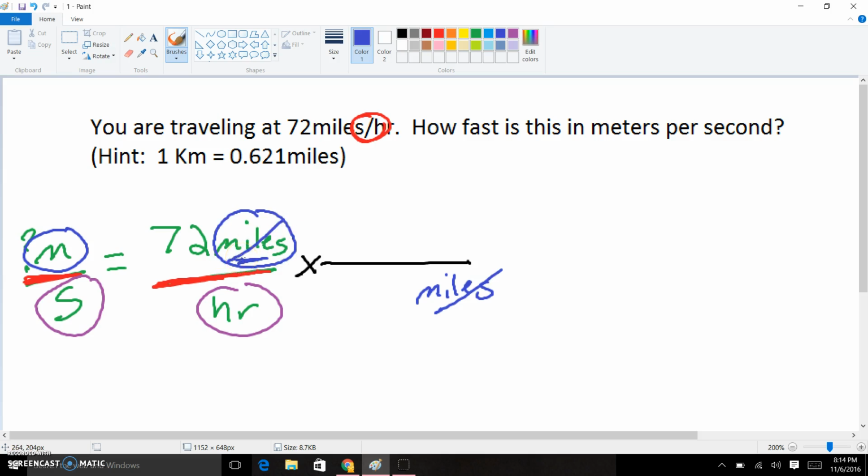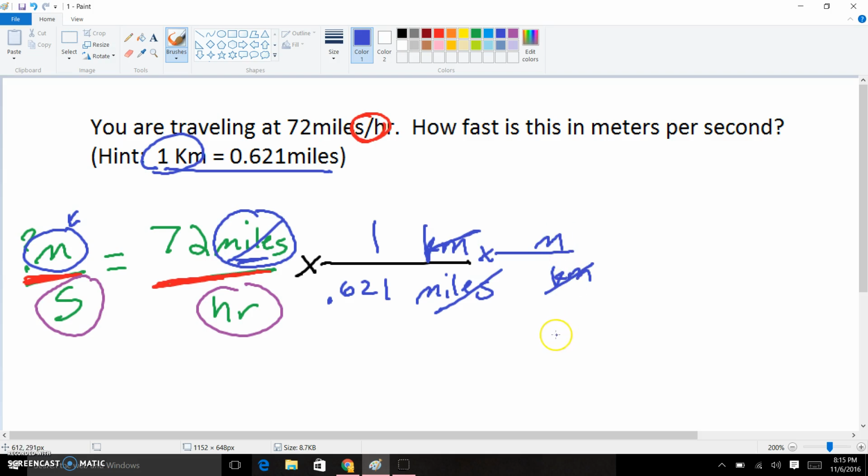And I want to try to go from miles into meters in some way. Well, if I look at my hint, I can go from miles into kilometers. So I'm going to do that first. It says that 1 kilometer is equal to 0.621 miles. Okay, now I'm in kilometers. Now I've got to multiply and get kilometers on the bottom, that way they'll cancel. And I'm trying to get to meters, so I'll put meters on top. Kilo means 1,000, which means there's 1,000 meters in 1 kilometer. Okay, I've officially gotten into meters and meters. That's what I wanted, so I'm good there.